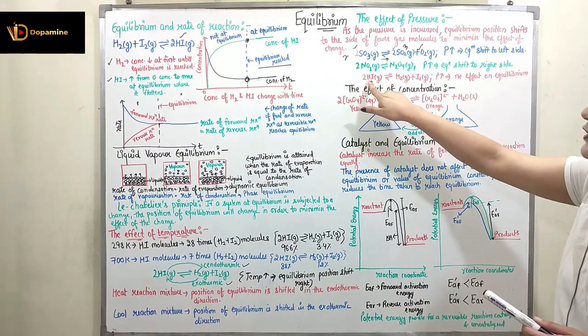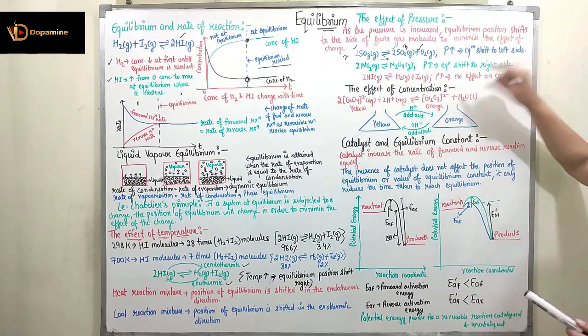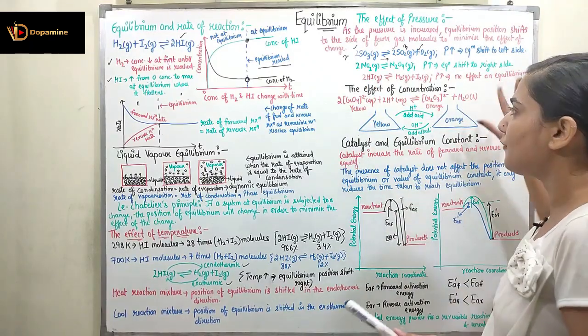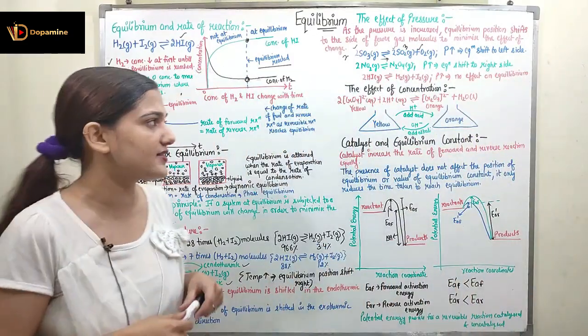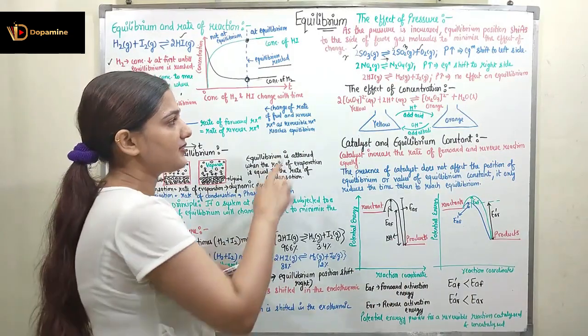Here if I see 2 molecules of gas, here we have 1 plus 1, that is 2 molecules of gas. So as I increase the pressure, there will be no effect on the equilibrium. So I hope you understood all of the 3 and the effect of pressure with the help of these 3 examples. Now coming to the effect of concentration. Again we are going to take an example here.